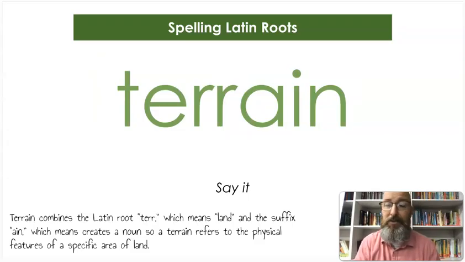Our next word is terrain. Say terrain. Terrain combines the Latin root ter, which means land, and the suffix ain, A-I-N, which creates a noun. So a terrain refers to the physical features of a specific area of land.